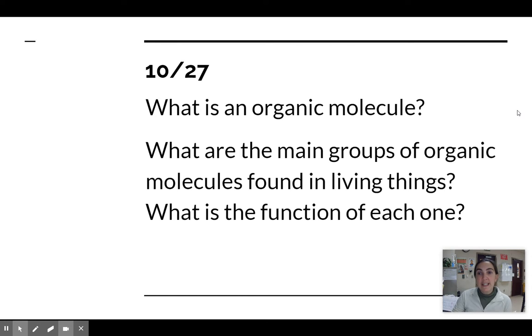Hello. Today we're going to continue talking about the molecules that are important to living things. So start by just reviewing a little bit what you remember from general biology about organic molecules, what that means and what the main groups of them are.